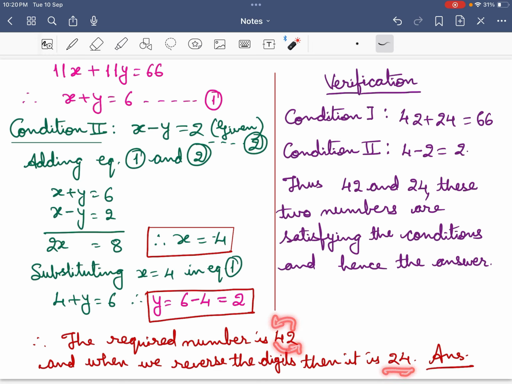This is the answer. Let's verify our answer. Condition 1 is given that a two-digit number and the number obtained by reversing the digits. So when we reverse 42, it will be 24 and the sum is equal to 66. This is condition 1. And condition 2 is that the difference between these two digits is equal to 2. When we subtract these two digits, 4 minus 2 is equal to 2. Thus 42 and 24, these two numbers are satisfying the conditions and hence the answer.